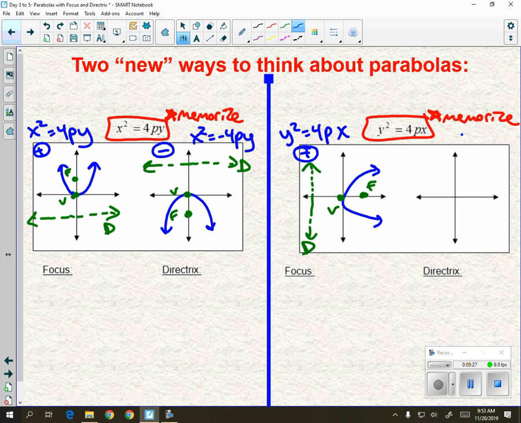And your last option is y squared equals negative 4px, because you have a negative out front. So instead of opening to the right, you're going to open to the left. The focus goes inside on the left, and your directrix is now on the right.